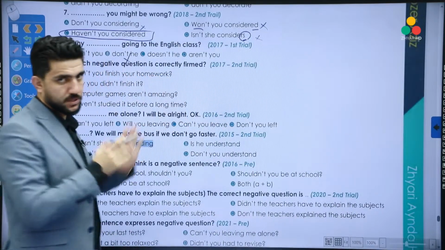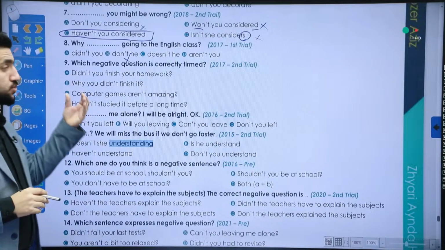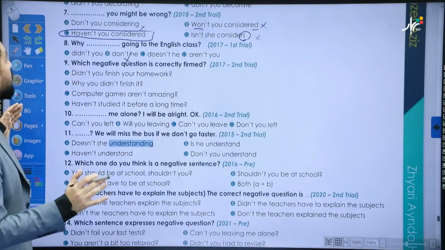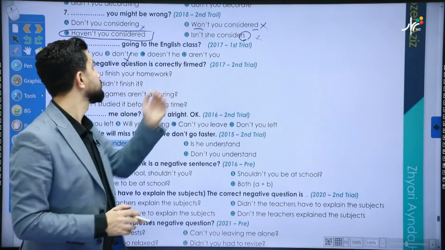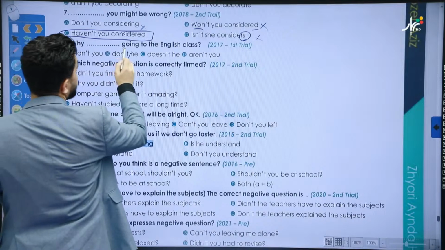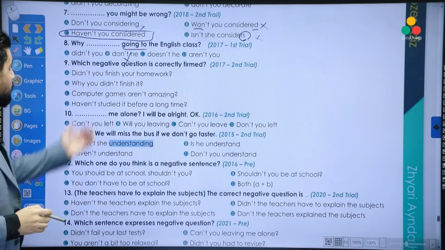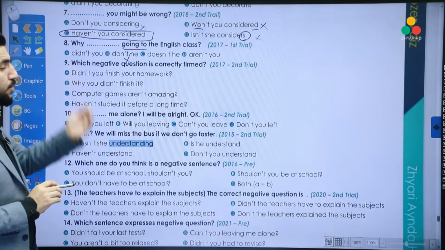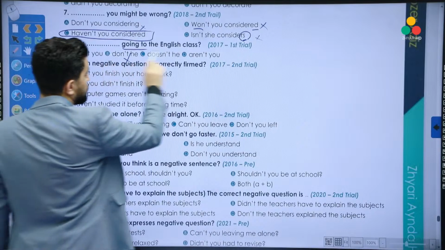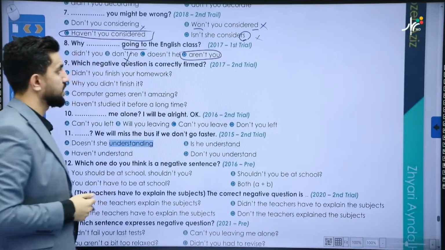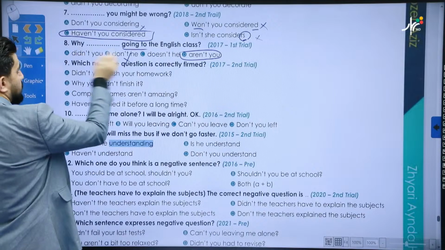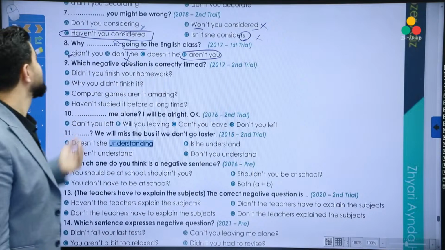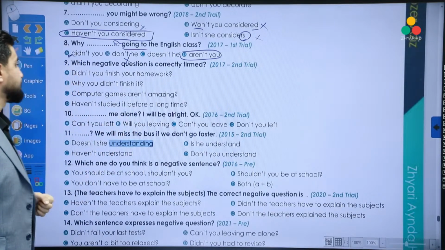Okay, first, drop the thing that is completely wrong. Didn't you, doesn't he, aren't you? Okay, we have going to. With going to, what do we use? Why aren't you going to the English class, or why don't you going to? Don't you going to? No. With going to, we use verb be, so it must be why aren't you going to the English class? Didn't you? Going to is future, right? This one is wrong. And this one, doesn't he, this would still be wrong since it's about future.